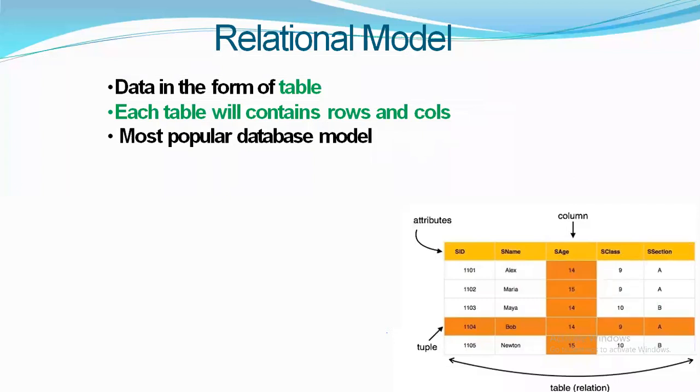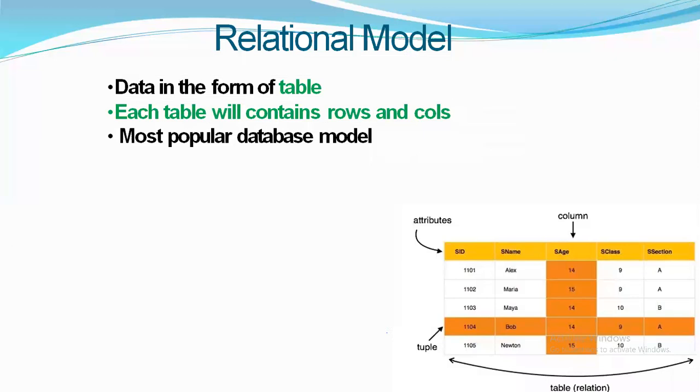So this is the model that is used in a relational model. A relational model supports one-to-one, one-to-many, many-to-one and many-to-many relationships. It supports all the types of relations. So this is the representation, one example of a relational model. In this model, the data is represented in the form of relations.